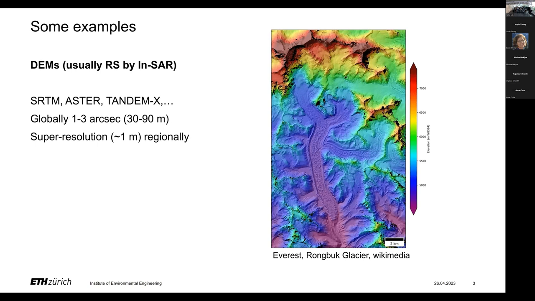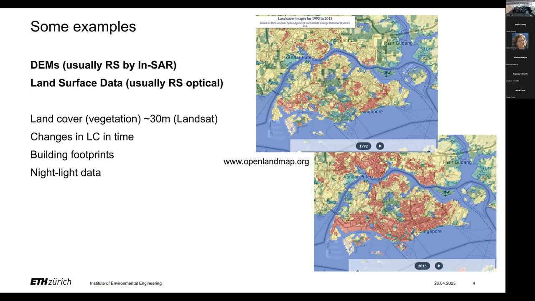Land surface data. So here we're talking about remote sensing, usually optical from satellite, land cover, vegetation, Landsat, very commonly used. You've probably done that yourself. A very commonly conducted analysis is changes in land cover in time, like you see in the image on the right, Singapore land cover change from 1992 to 2015. But there are also vector datasets like building footprints and nightlight data, which we will use today as well.